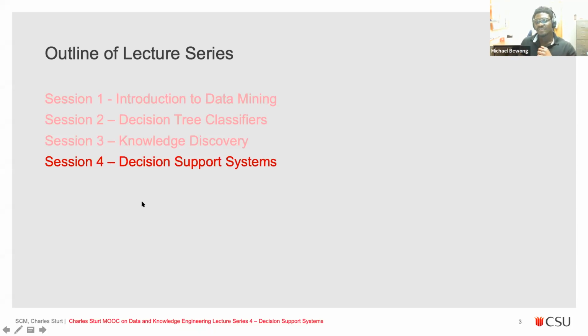So having recapped all of that, this week we are looking at decision support systems. Decision support systems allow us to incorporate all the knowledge that we have discovered into a functioning system. The aim of this lecture may not necessarily be to show you how to build a decision support system from scratch, but to enable us to understand what it is and what is involved in it.